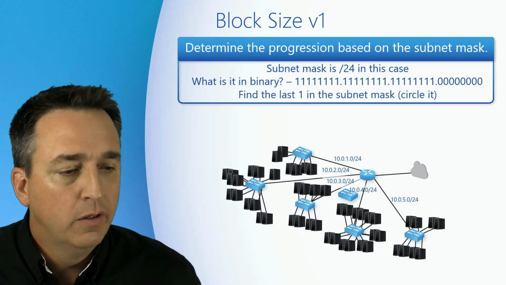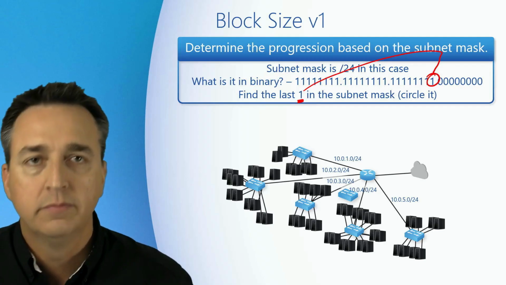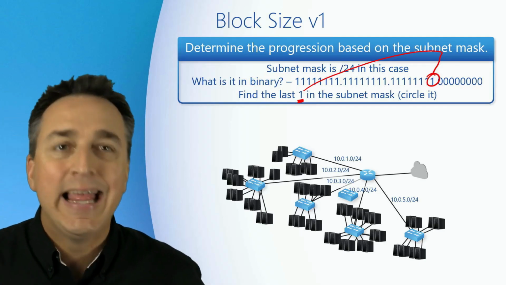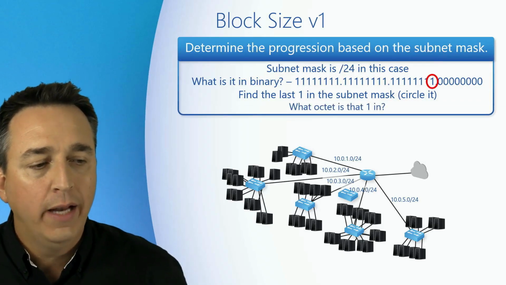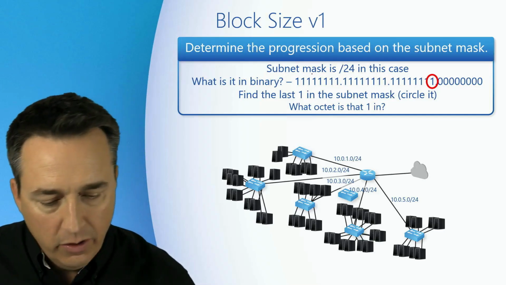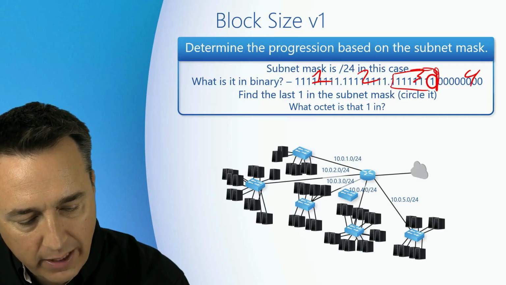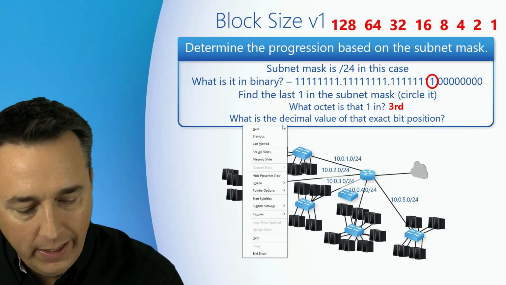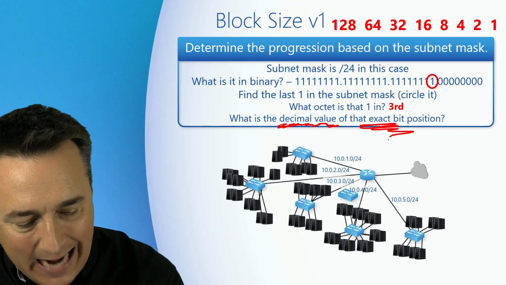All right, so now what you do is you find the very last one. Where is that? It's right here. Circle it mentally; you don't have to physically circle it. The next question is, what octet is that in? Well, this is octet 1, 2, 3, 4, so it is in octet number 3.